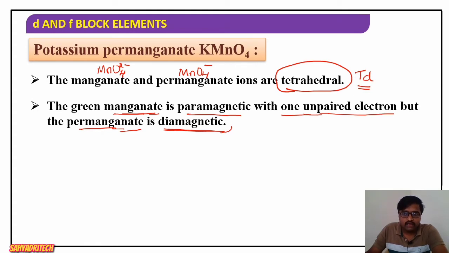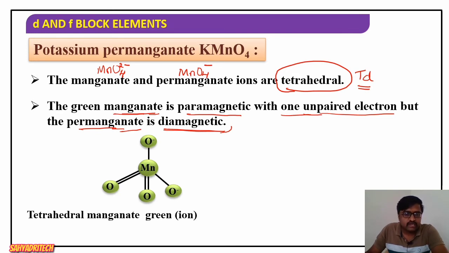Well, next, if you consider geometry, as I said, both have tetrahedral geometry. So the tetrahedral manganate ion, MnO4 2 minus, is green in color, in which, as I said, there are 4 oxygen atoms, right?